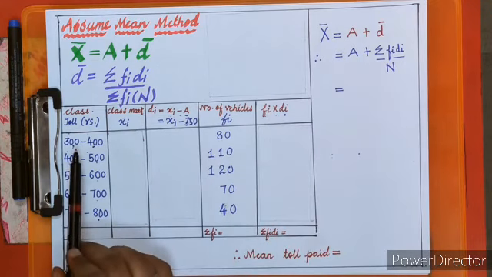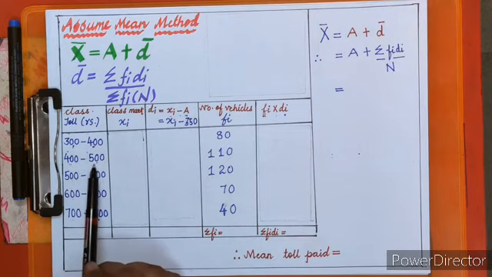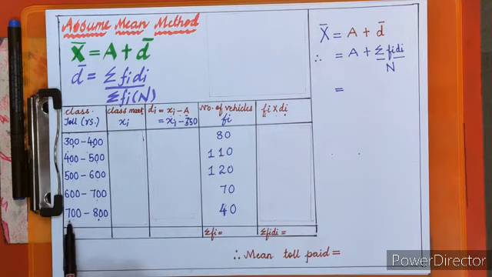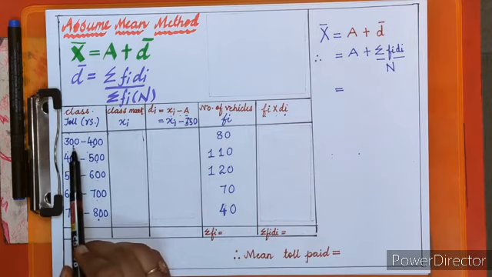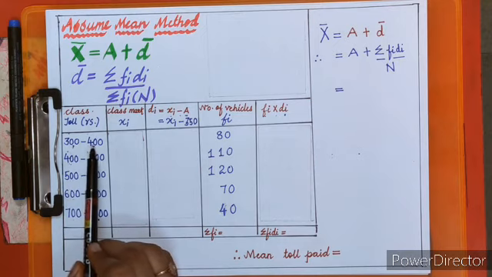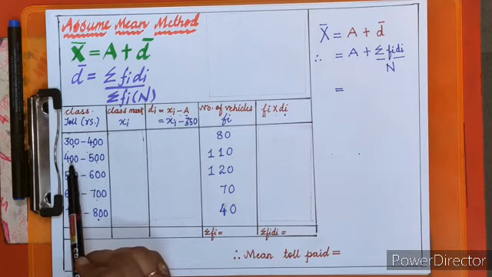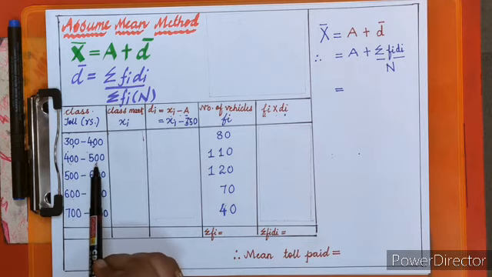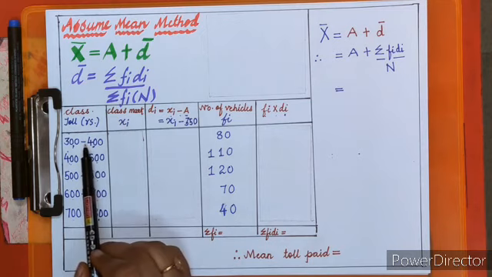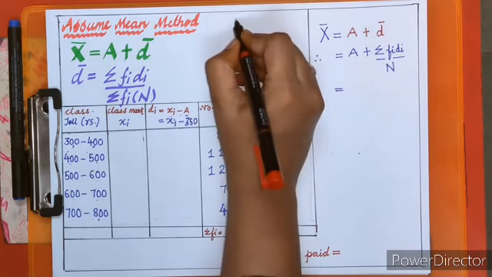Your frequency is the number of vehicles, and the last column is the product of frequency into deviation. Coming to the first column, the class is given: 300 to 400, 400 to 500, 500 to 600, 600 to 700, 700 to 800. So you know what the lower limit and the upper limit are. Here your lower limit is 300, upper limit is 400. Lower limit 400, upper limit 500, and so on.